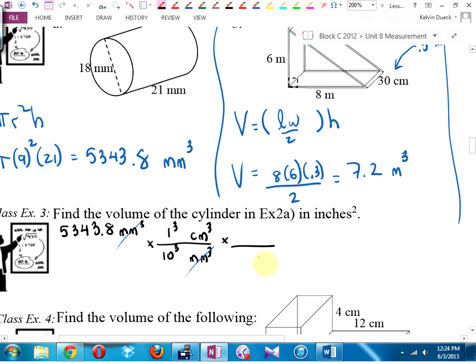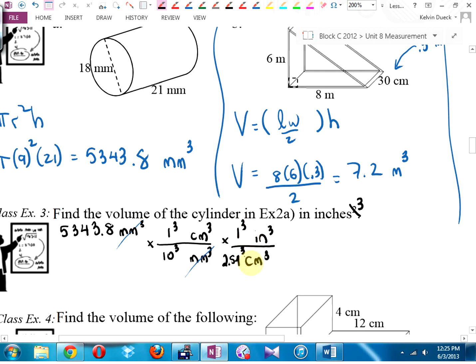Cubed. Oh, by the way, find the volume in inches cubed. Thank you for fixing that for me. Good point, Darian. I want centimeters, I want inches, but cubed. Do I have a conversion factor for centimeters and inches? I hope I do. Yes. 1 equals 2.54. Oh, but cubed.